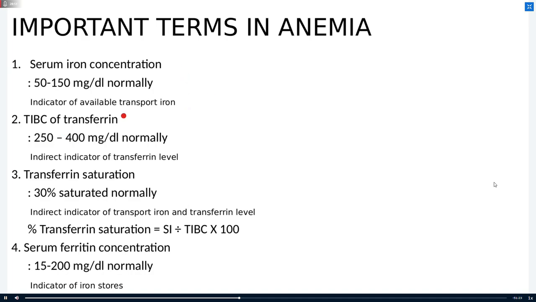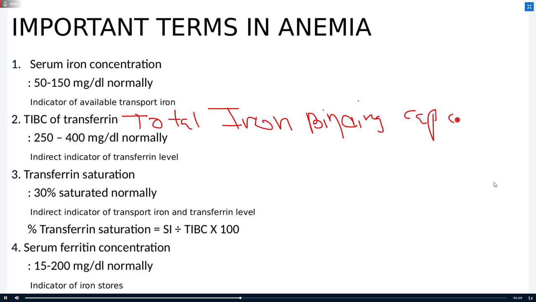Then we also have your TIBC. So when you say TIBC, this would refer to your total iron binding capacity, specifically of your transferrin. This is 250 to 400 milligram per dL normally, and is an indirect indicator of transferrin level. Then we also have your transferrin saturation, 30% saturated normally. Indirect indicator of transport iron and transferrin level.